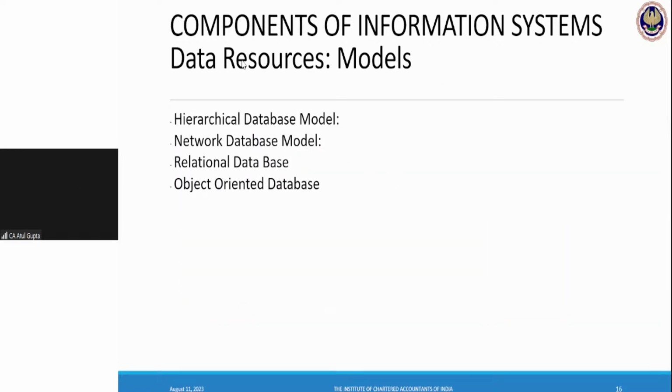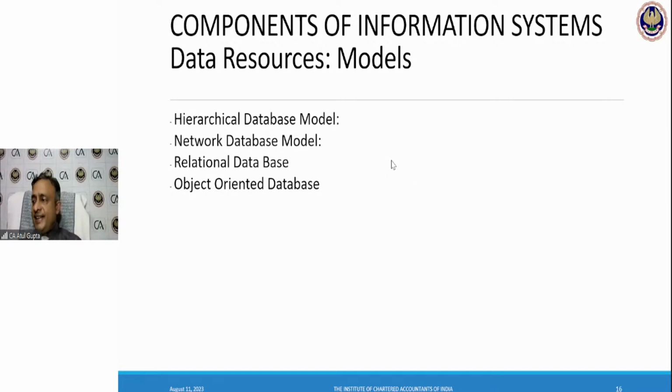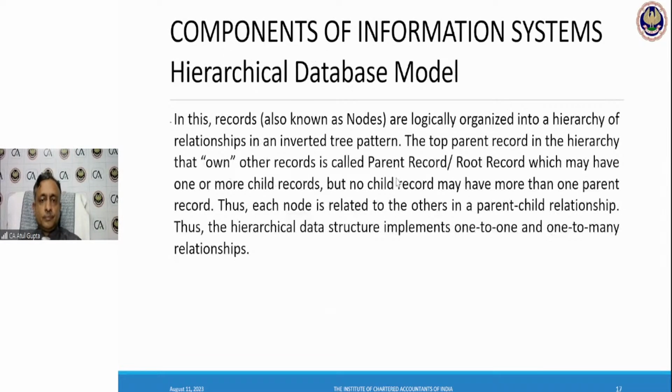Then this is important: database models are hierarchical, network, relational, object oriented. Now, the hierarchical model. Please understand how a database looks. There are ways you arrange your database, and one of the ways is arranging in a hierarchy. What is a database? A database is a collection of data. In this model, records, also known as nodes, are logically organized into a hierarchy of relationships in an inverted tree pattern.